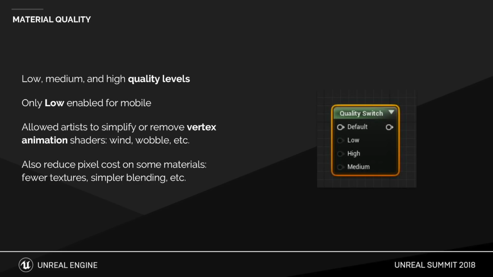As I said in my talk earlier today, material quality levels and feature level switches were used to adjust the content. On Android and iOS, we only ship the low quality materials. And this allowed the artist to remove vertex animation from the foliage or extra special effects that were not really necessary. We can also simplify the pixel cost for those materials by having fewer textures being sampled, for example.